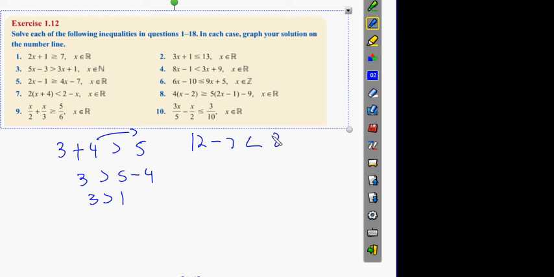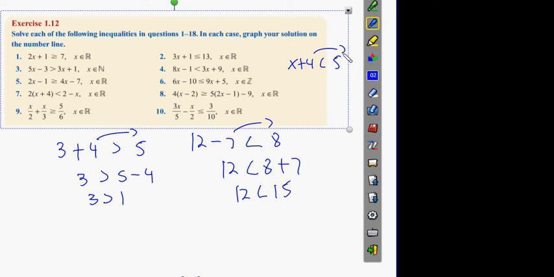Okay? What happens when I move the 7 over the other side? Plus. Okay? It's bigger than 12. And then it's going to be 8 plus 7. 12 is a smaller number than 15. So we see the basic rules work. So for example, if I had x plus 4 less than 5, you bring the 4 over the other side.